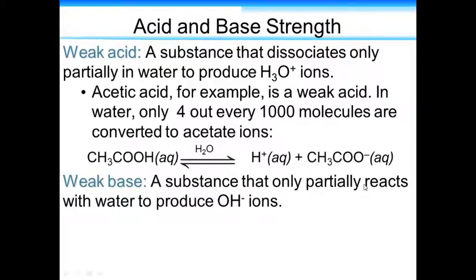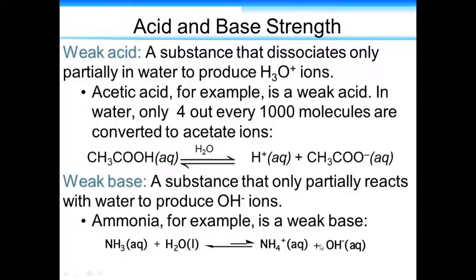A weak base is similar in that it also doesn't produce much OH minus. Ammonia is a weak base. Yes, it will steal some protons from the water molecules, but not many. The majority of ammonia, when it's in solution, in an aqueous environment, is in the form of NH3. So you don't get as many OH minus ions forming.